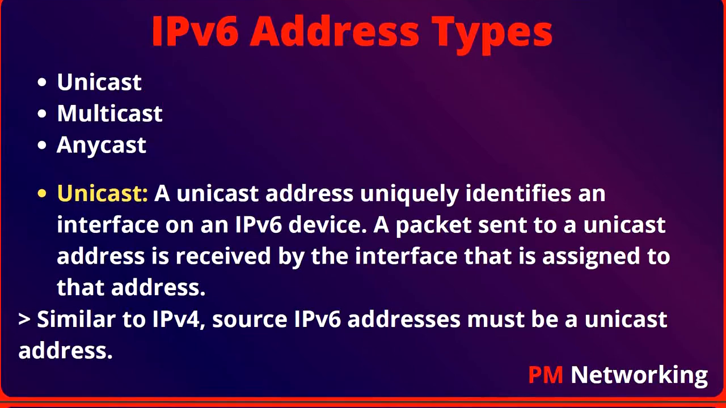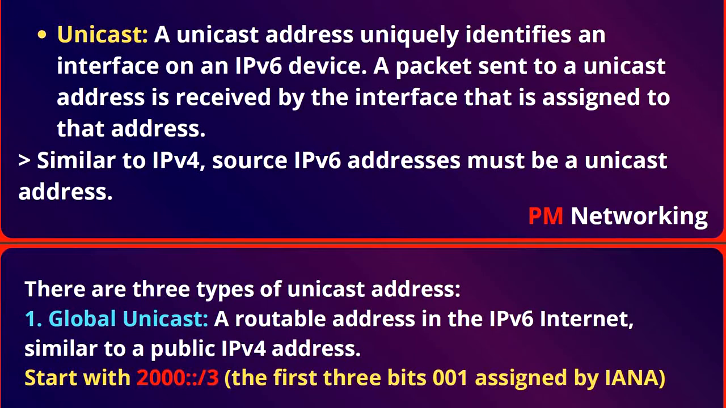First one is unicast. A unicast address uniquely identifies an interface on an IPv6 device. Okay, so to identify an interface with an IPv6 address, we use a unicast address. This is similar to an IPv4 address, right? A source can be only unicast. Remember, in IPv4 a source IP address can't be a multicast or broadcast. In the same way, in IPv6, the source should be a unicast. Source can be a unicast only. Source can't be a multicast, or an anycast.